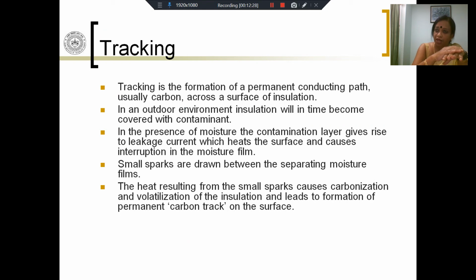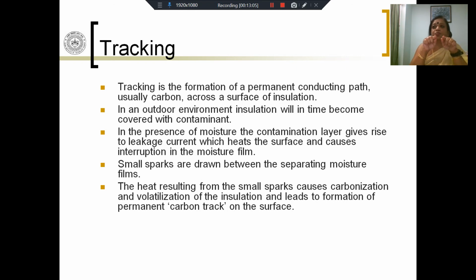Firstly, there is contamination on the insulator surface. After contamination happens, if there is presence of moisture because of rain or fog, the contamination layer becomes conducting, and a leakage current flows along the surface of the insulator. When this leakage current flows, parts of this channel become so heated because of the current flow that it evaporates the moisture. And therefore, now you have small interruptions, so small gaps in the moisture film.